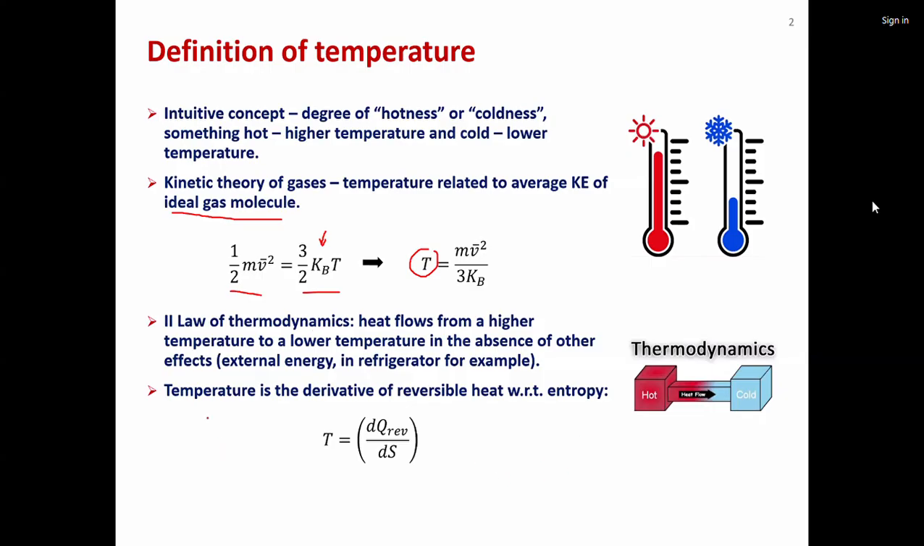Then you can also define temperature as the derivative of reversible heat with respect to entropy. In thermodynamics, if you have a system and you do reversible heat addition, that can be expressed in terms of temperature times the change in the entropy of the system. Essentially, temperature is the reversible heat added per change in the entropy of the system. This is another definition of temperature.